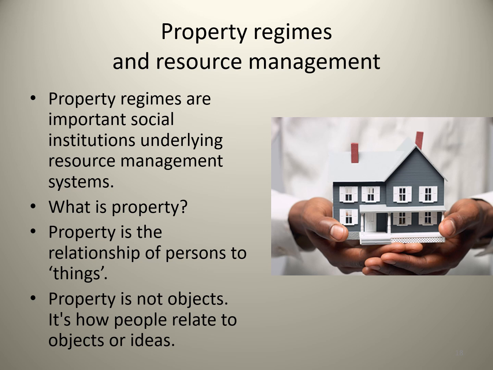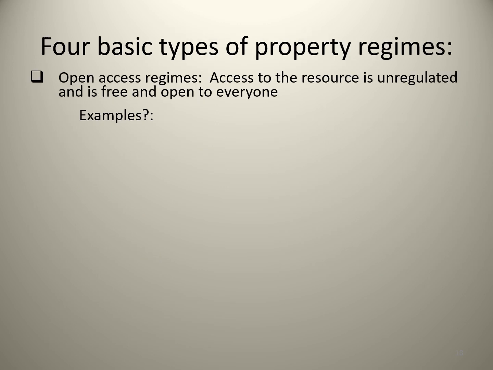So the right to fish in a certain area, the right to use resources in a certain area, these are also examples of property and property regimes. There's four basic types of property regimes, and this will come back up after the exam. I introduce it to you now because it's leading us into our next major topic of the course, which is conservation policy.